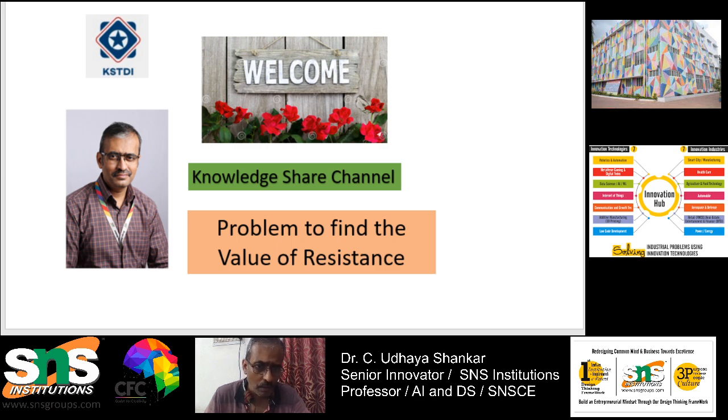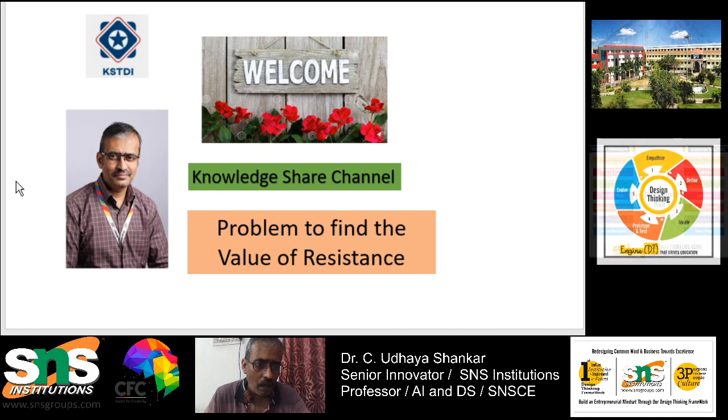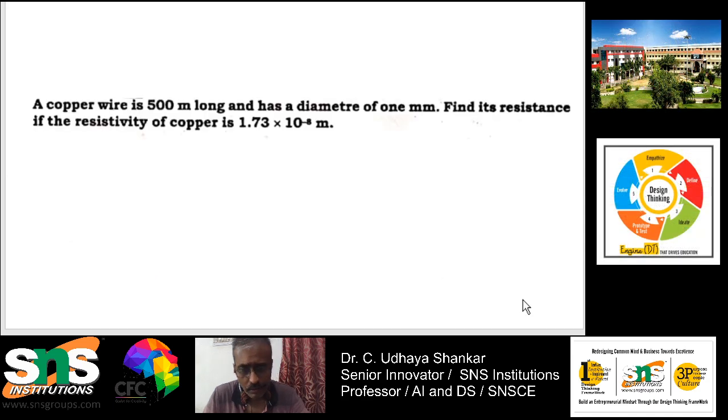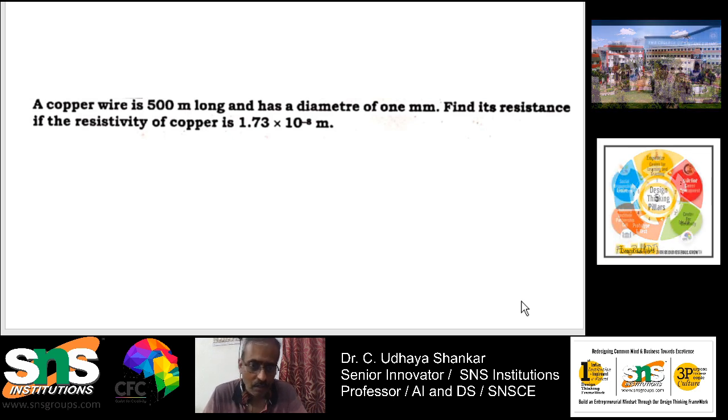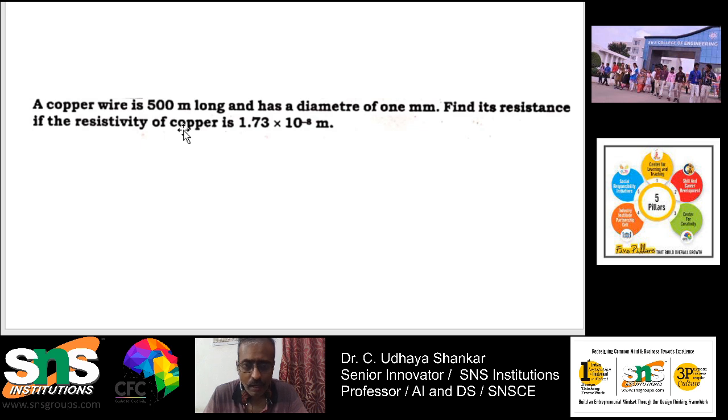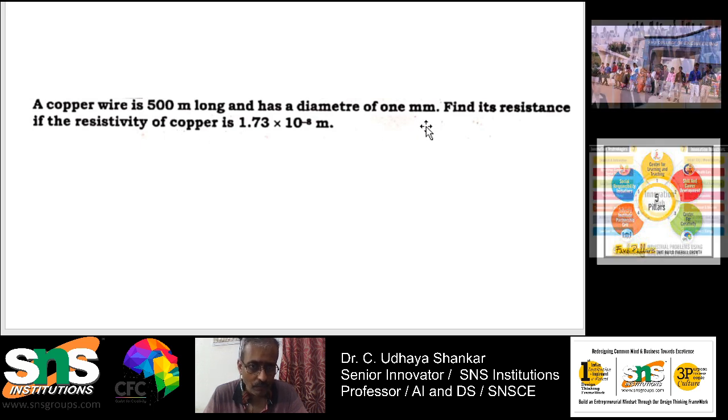So let's go into the problem, and the problem is, see here, a copper wire is given. This copper wire is about 500 meter long, and it has a diameter of 1 millimeter, and I have to find the resistance.